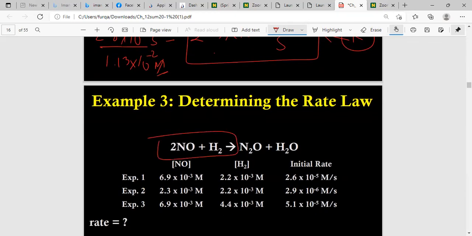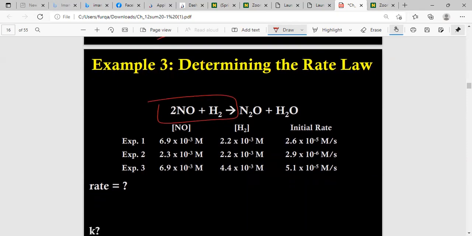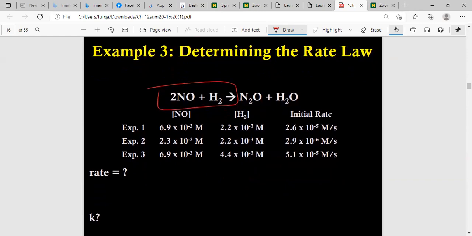Here you have two reactants, but it should not bother you because you now know the way of doing it. It remains the same. First you have to write down the rate law, which is rate equals rate constant times the concentration of the first one, NO, raised to the power m, and then H2 raised to the power n. We can call them m and n. These are the reaction orders that we are trying to calculate.